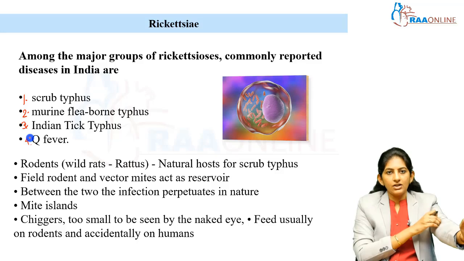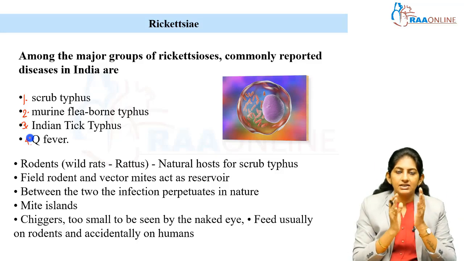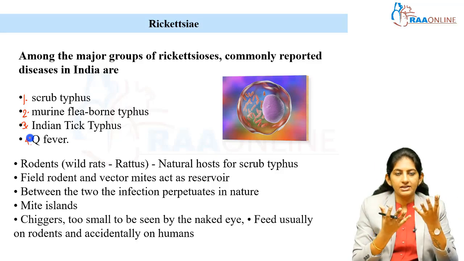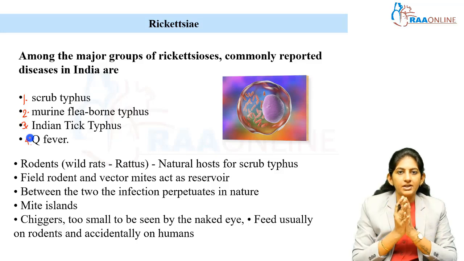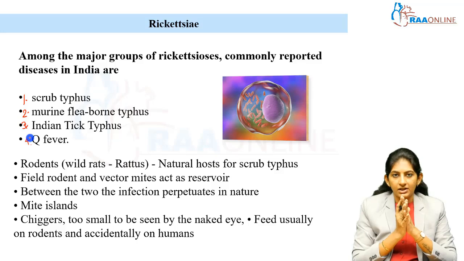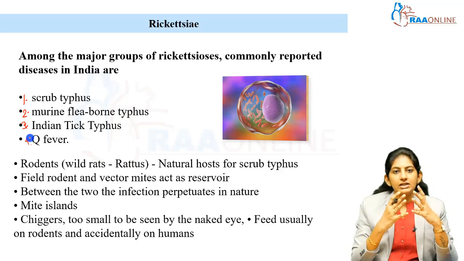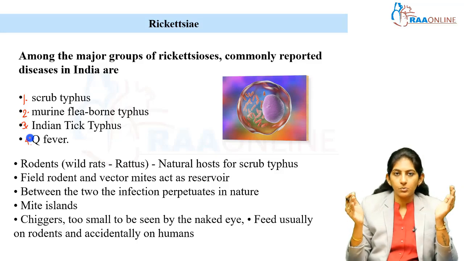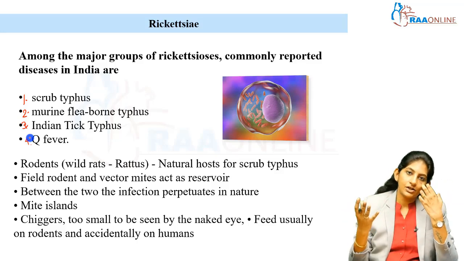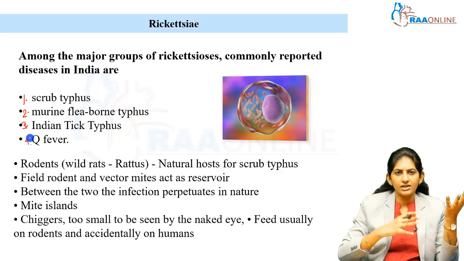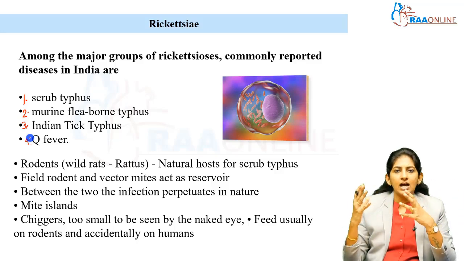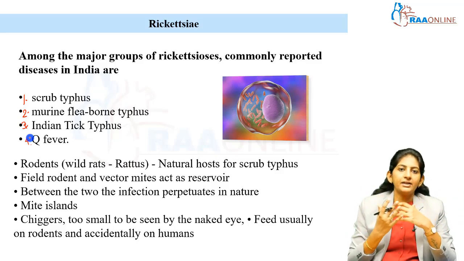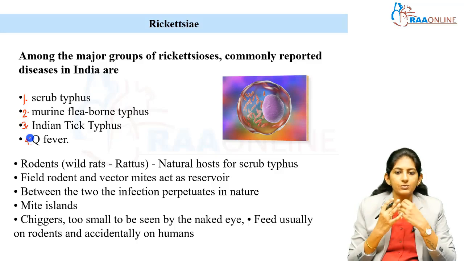So among all, rodents are going to contribute the maximum as the natural host in predominantly most of these diseases. So it can be the field rodents. Previously we were seeing cases of scrub typhus predominantly from the rural population where the field rodents are abundant. But now there is a gradual shift. Even the urban areas are also getting many cases of scrub typhus, which is possible.